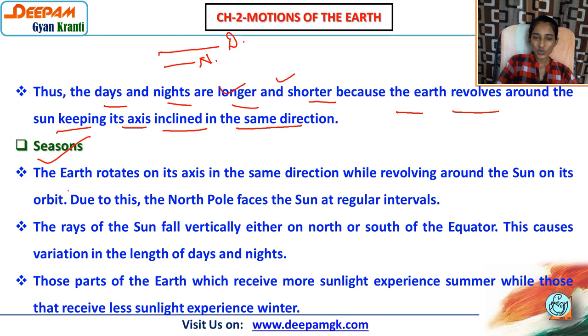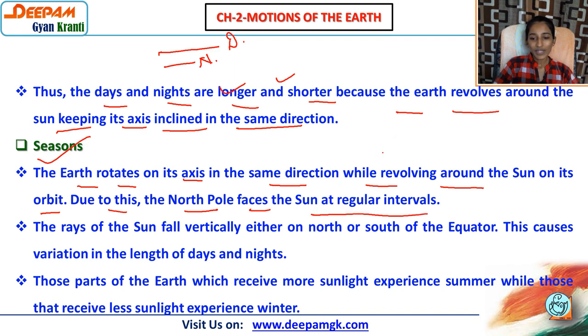So how the seasons change and why the seasons change. So let's see. The earth rotates on its axis in the same direction while revolving around the sun on its orbit. Due to this, the north pole faces the sunlight at regular intervals. What happened that when the earth rotates on its own axis, मतलब अपनी प्लेस पे तो घूमती ही है, साथ में ये सन को भी क्या करेगी, रिवॉल्यूशन उसके करेगी, तो क्या होगा, on its orbit. Due to this the north pole faces the sunlight at regular intervals.